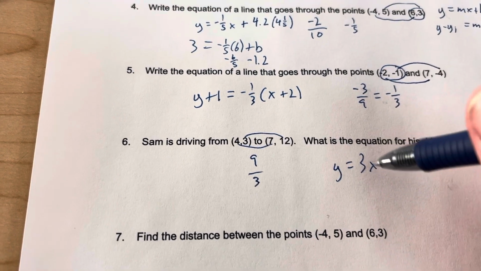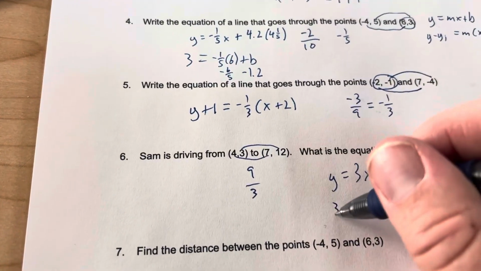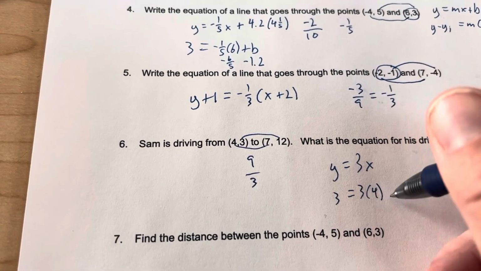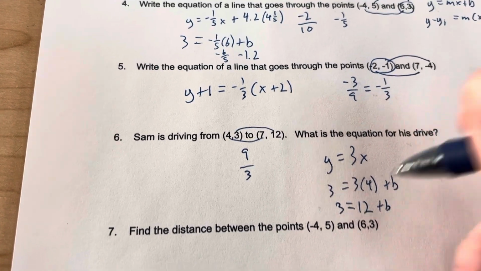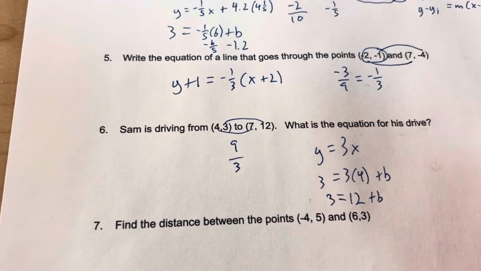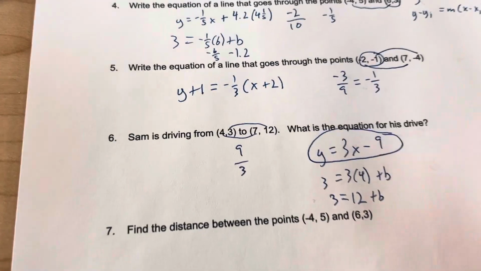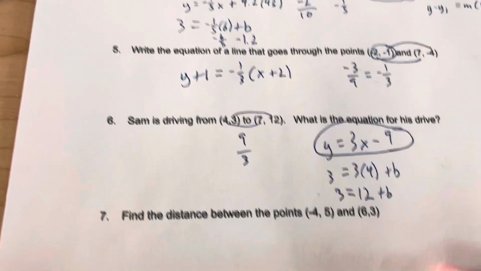I can put this one either way, but since I already put the y equals, we'll do 3 is equal to 3 times 4 plus b. That's 3 is equal to 12 plus b. So in order to get 12 down to 3, I need to subtract 9. This is going to be y is equal to 3x minus 9. That's the equation for the line where his drive is.